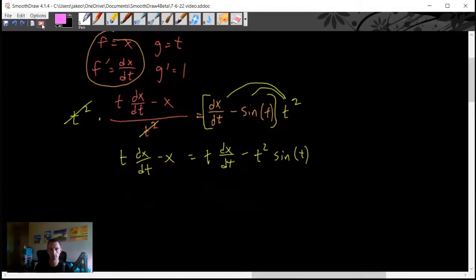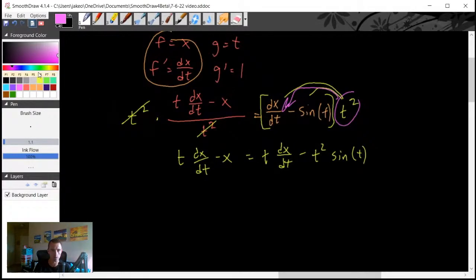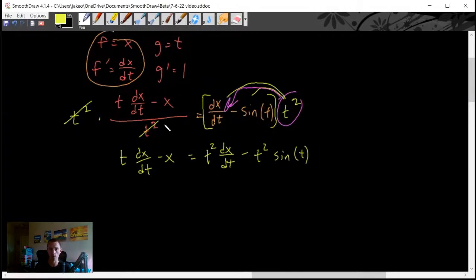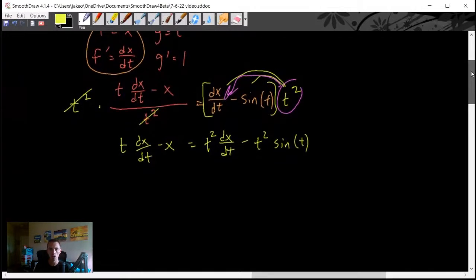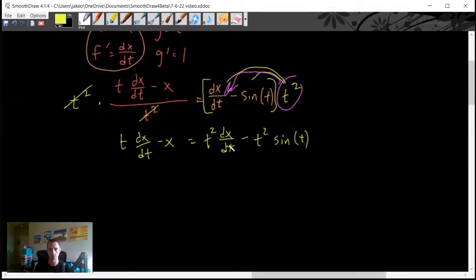It is right here. When I distributed this into this term right here, I wrote t times dx dt. That is not correct. It should be a t squared. All right. Sorry about that. That is more like what I was expecting to see there. So let's carry on from there. So we get that t squared times dx dt, and then t squared times negative sine of t leaves us with this.